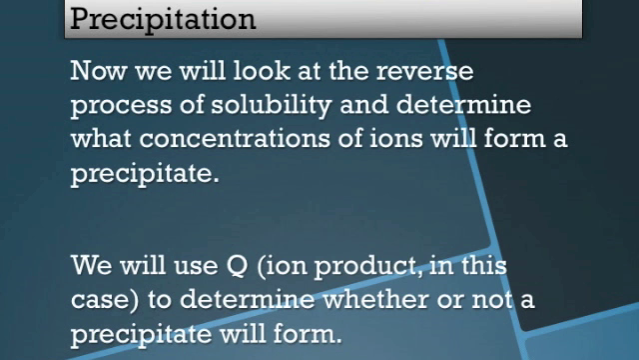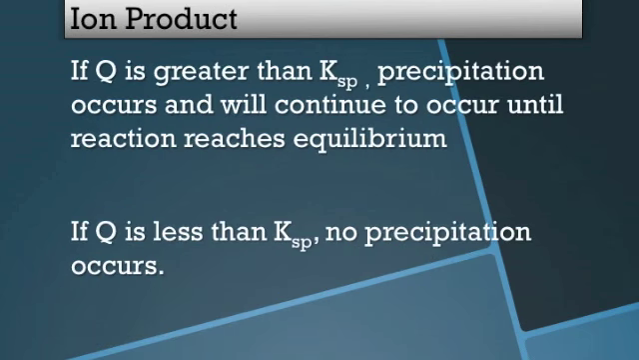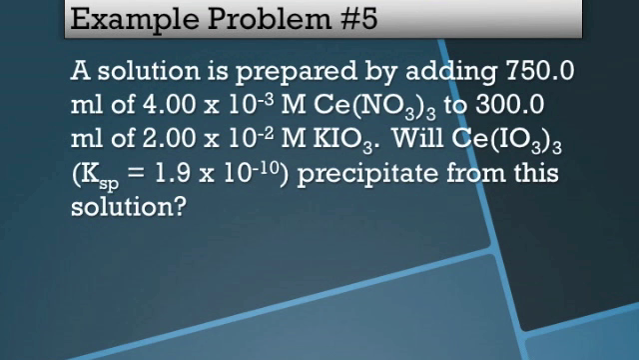Q is our current snapshot of a reaction in terms of the law of mass action. KSP is our solubility product and our saturation point. If Q is greater than K, precipitation occurs and will continue to occur until the reaction reaches equilibrium. If Q is less than K, no precipitation occurs. So let's apply the idea of Q to a solubility problem.